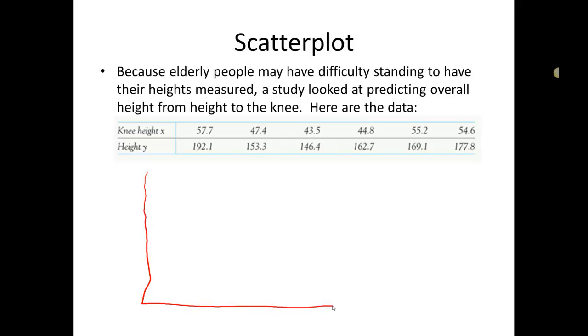So I'm going to draw my axis here. I can see that for my x variable, it looks like it goes from about 43.5 up to about 57.7. So I just want to make sure I capture that when I'm creating my tick marks on my axes. And for y, for the height, it looks like it starts down here at 146 and goes up to about 192. So I'm going to start with the x-axis, and it's not too big of a span that we're covering, so I think I'm going to make my tick marks go for every 2 centimeters on here. So I'm going to start at 42, 44, 46, 48, 50, 52, 54, 56, 58, 60. I think that'll about cover it.